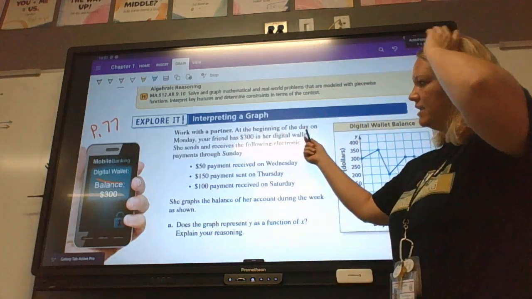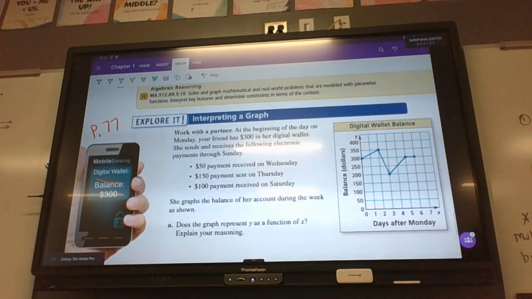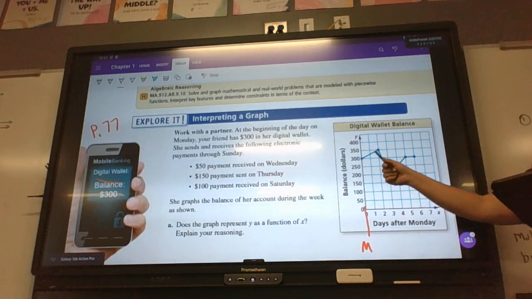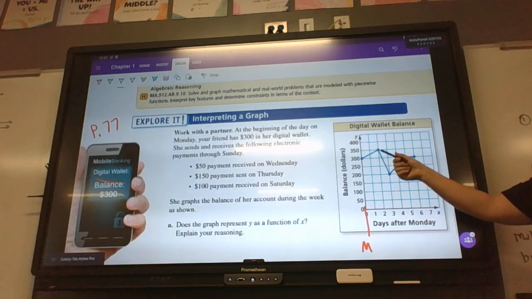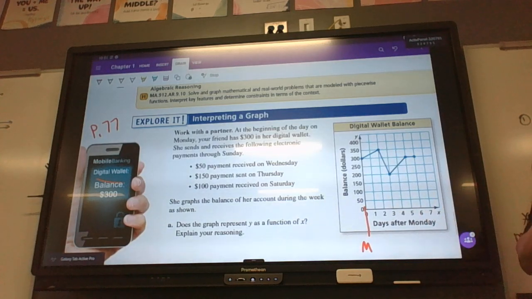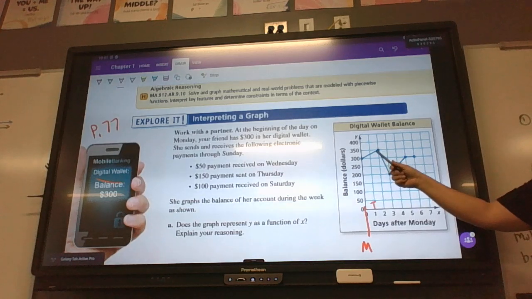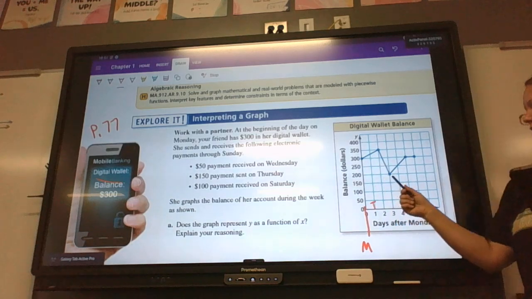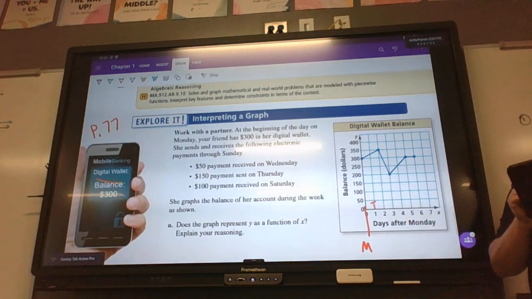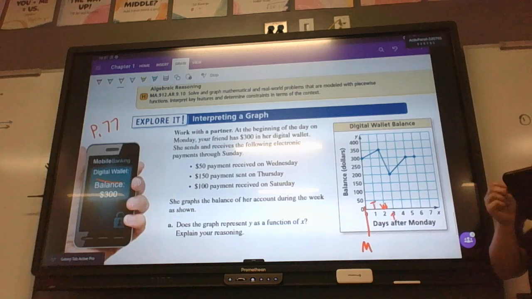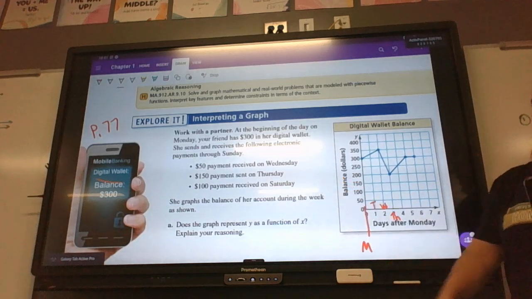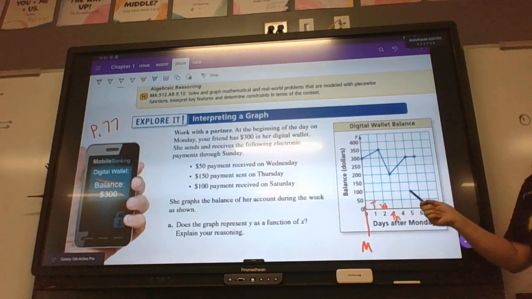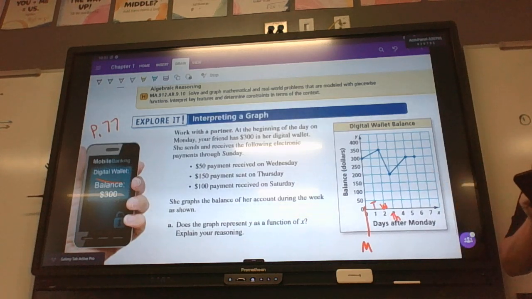All right. So your friend on Monday has $300. That's Monday. They received a payment on Wednesday. They babysat on Wednesday for $50. They're up to $350 Wednesday. So I guess this is Tuesday. Then they paid their phone bill. They paid $150 on Thursday. So they dropped to 200. And then they got another $100 on Saturday and ended up Saturday and Sunday with $300.